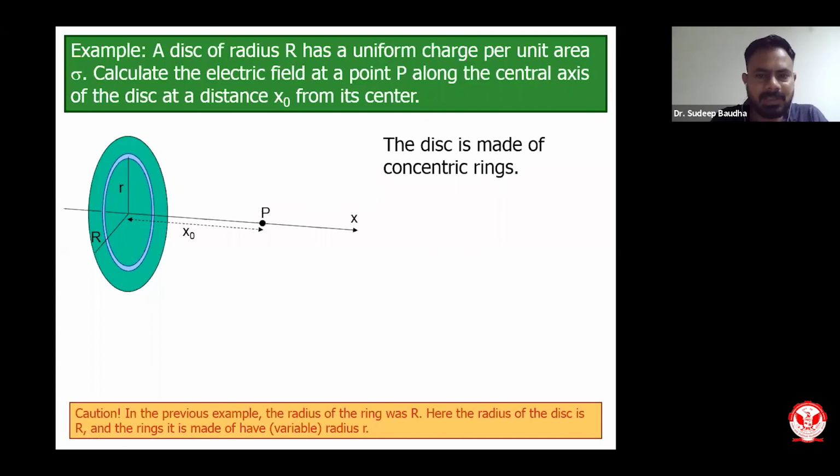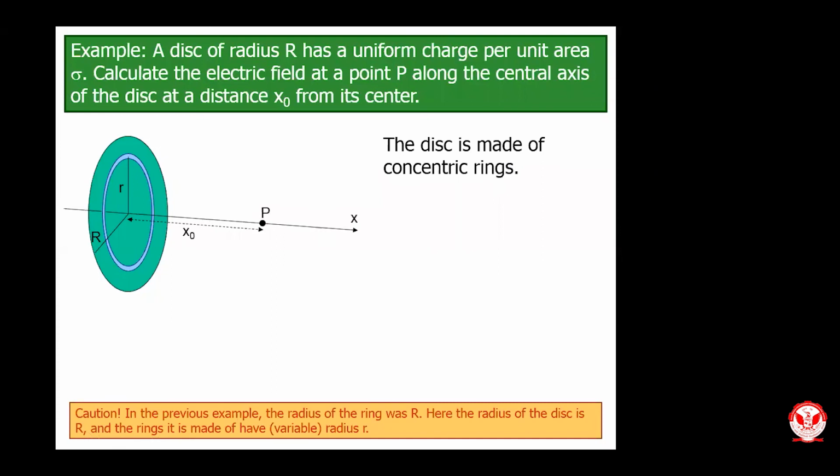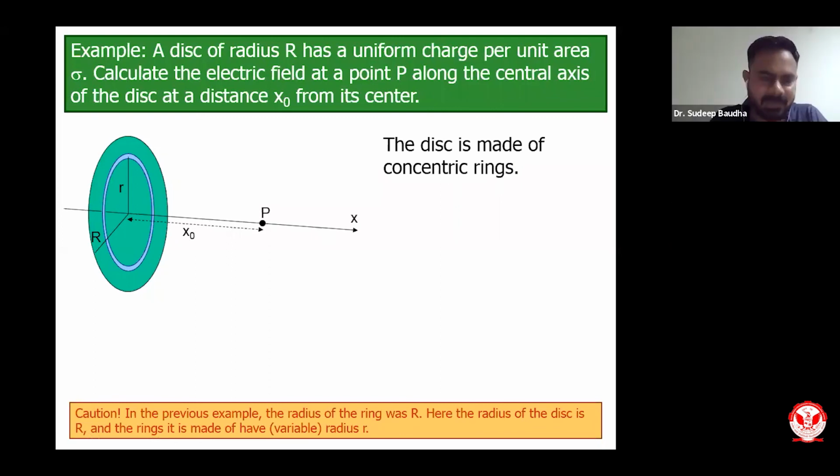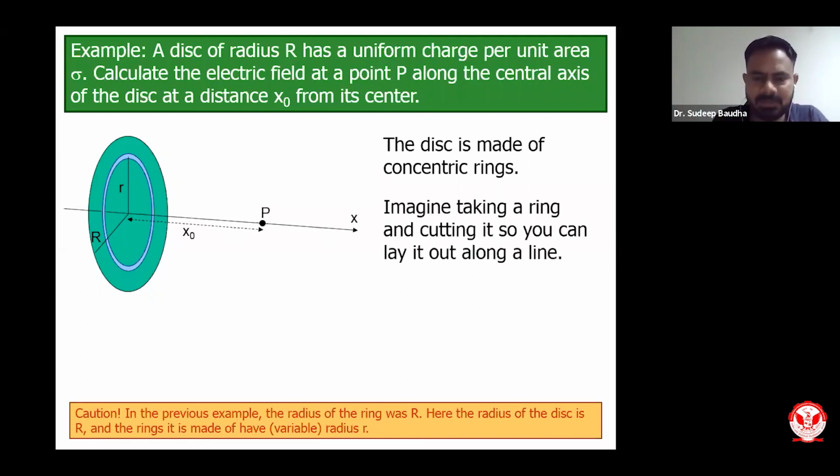So let us see how we will try to analyze it. I have the x-axis like this. Now if you recall, the disk is made up of concentric rings. If I take small rings and discretize them in terms of the radius, then it becomes a disk. I'll show you what I'm saying. It is very easy to visualize one by one.